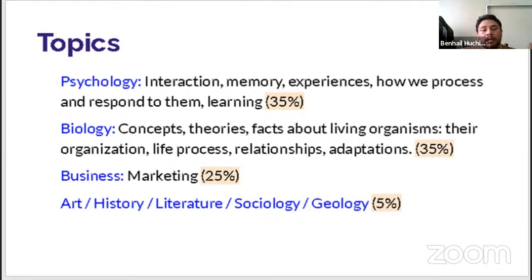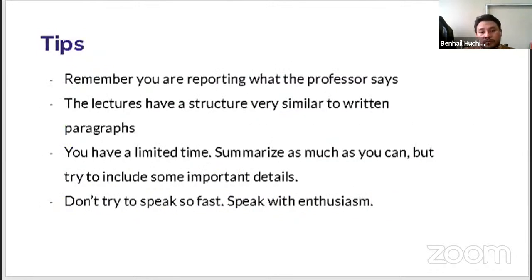Now, what do you have to do? It is always a teacher speaking, the professor, so you have to report what the professor said. You will be talking in a reported speech way. So, the professor says the main illustration reflects... you have to talk in reported speech.